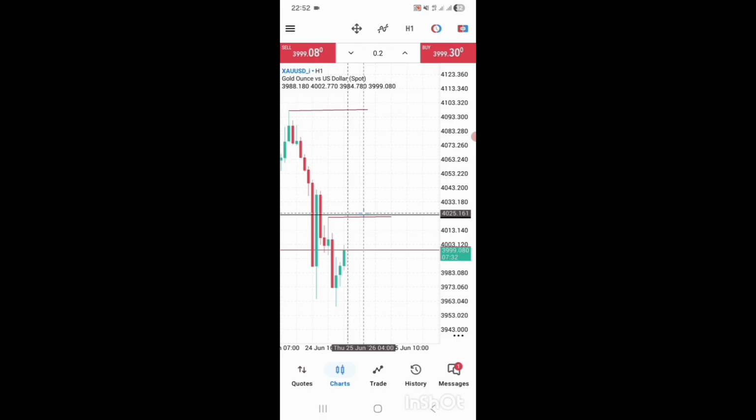Now I'm confusing change of character with break of structure. This is break of structure. It closing here will be change of character.